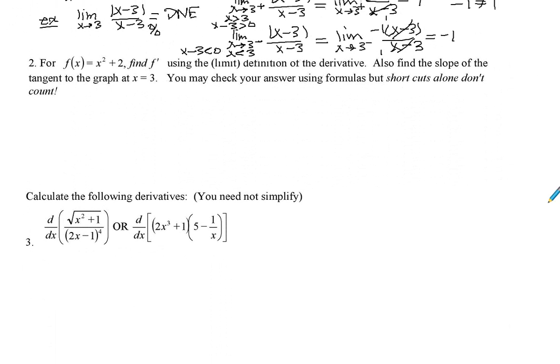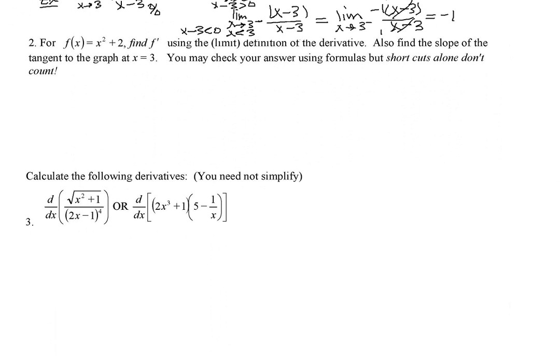And remember that continuous functions were the ones that we can plug in to get the limit. Those were polynomials and then also rational functions if the denominator was not equal to 0. Okay, next we are finding a derivative, f prime, using the limit definition of derivative. And then find the slope of the tangent to the graph at x equal 3. That's going to be f prime of 3.